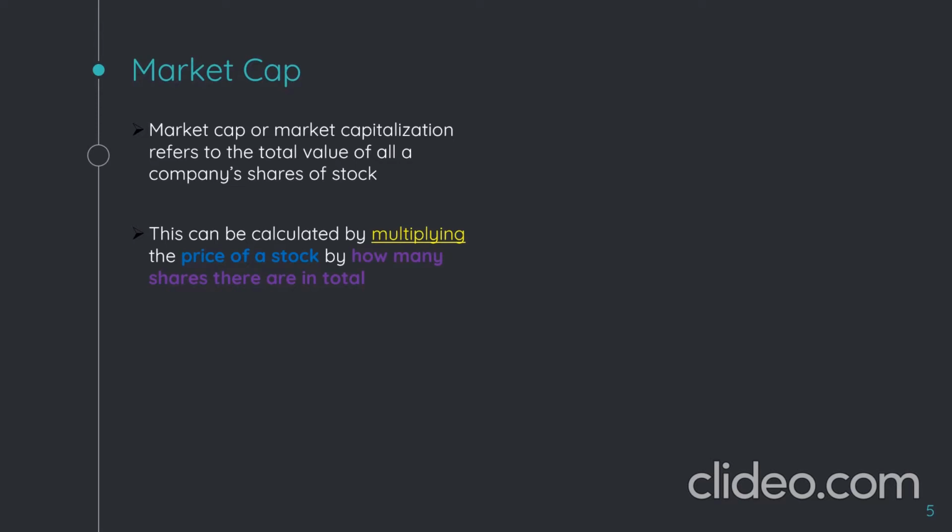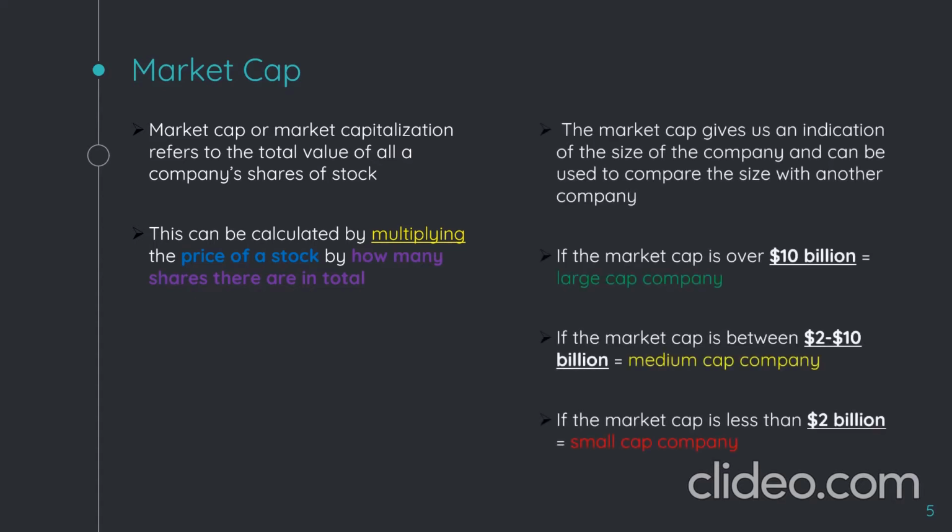Next, we'll be looking at market cap or market capitalization, which is referring to the total value of a company's shares of stock. You can calculate this by multiplying the price of a stock by how many shares there are in total. The market cap gives us an indication of the size of the company and can be used to compare the size of the company to another one.